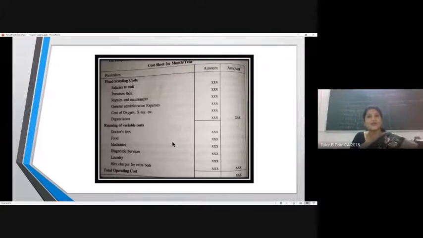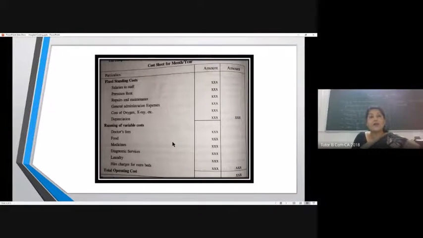The second aspect is cost per patient or per bed. Per patient means the numerator will be the total cost, and the denominator will be the number of patients who have come to your hospital in that particular month, if it is monthly. If it is annual, then in that particular year, likewise. And if it is per bed, then you would be looking into the number of beds available in your hospital, and how far that has been occupied.